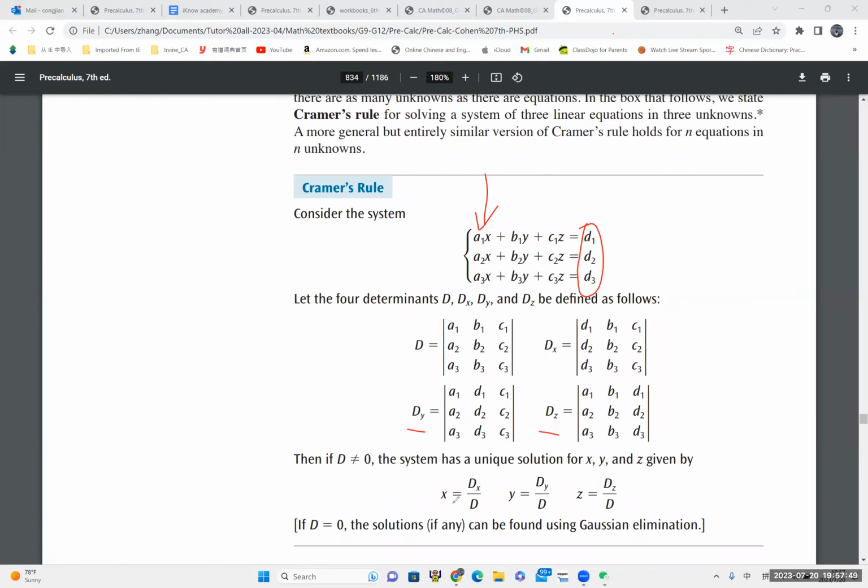Then you'll find the answer for x will be Dx over D. Don't forget each determinant just means a value or a number, so the ratio of these must be a number, right? By this way, you can get the answer. So this is the basic thing you need to grasp.